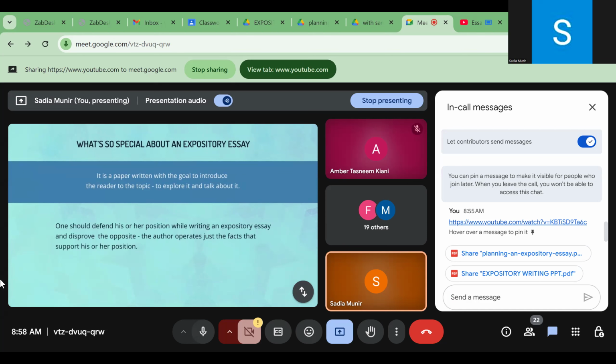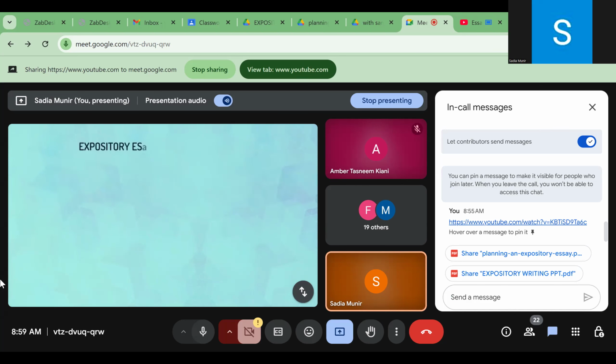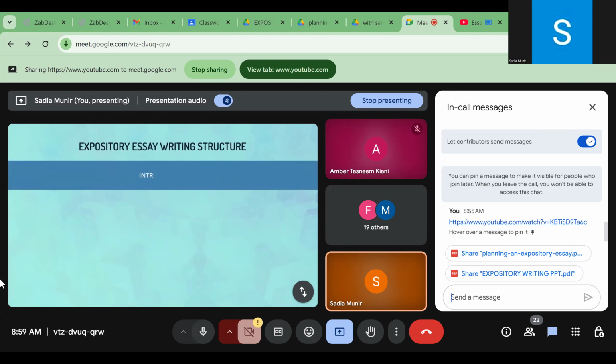Just remember that you are not writing a persuasive or argumentative essay. But enough theory, let's have a closer look at the structure of each part. The introduction consists of the following parts.